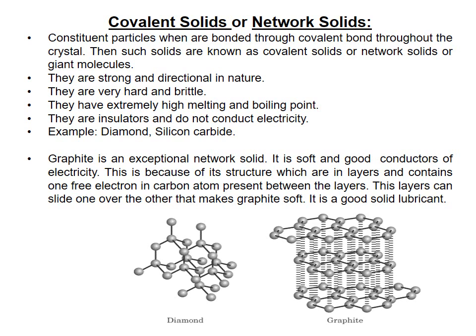Graphite is an exceptional network solid. It is soft. It is a good conductor of electricity because of its structure containing layers with one free electron of a carbon having sp2 hybridization in it. Graphite being a soft solid, it is also used as a solid lubricant.